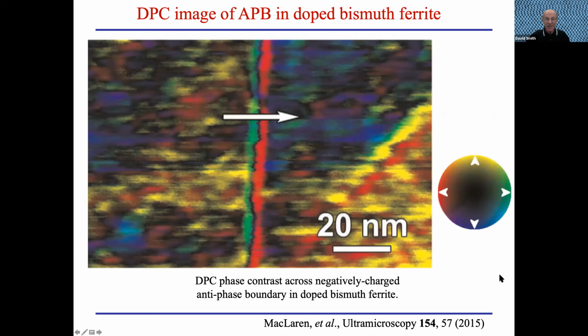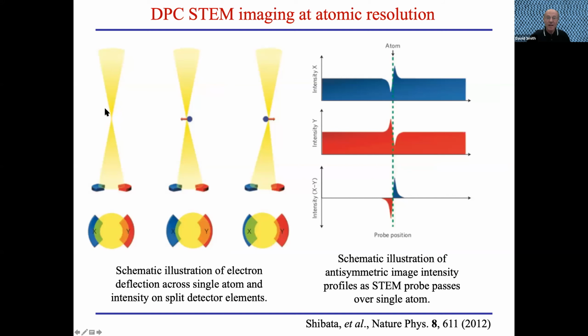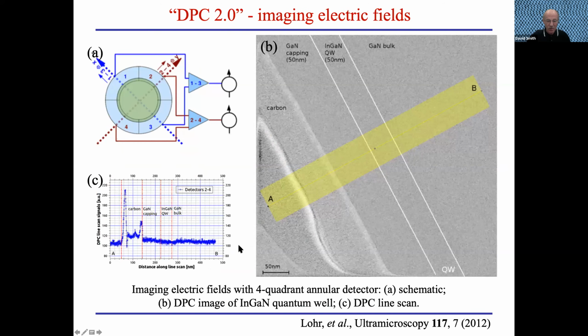Well, this has been taken a lot further recently, for example, with McLaren and colleagues, looking at an anti-phase boundary in doped bismuth ferrite, looking in what is called by Lazić and colleagues DPC, where they're looking at electric fields.